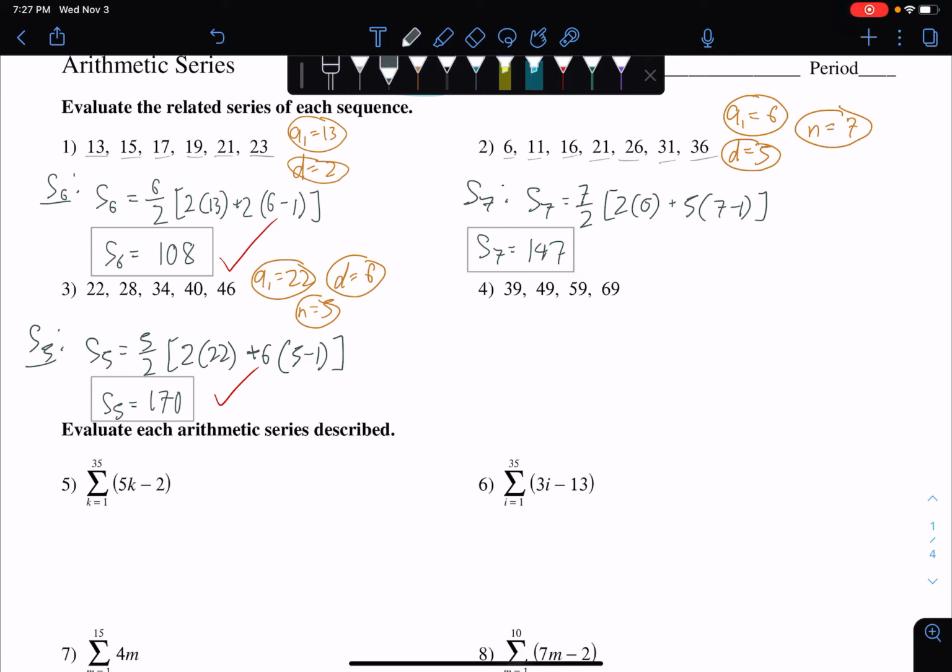Let's move on. For number 4, we have 4 terms, so n is equal to 4. Our a sub 1, our first term, is 39. And our common difference is 10.